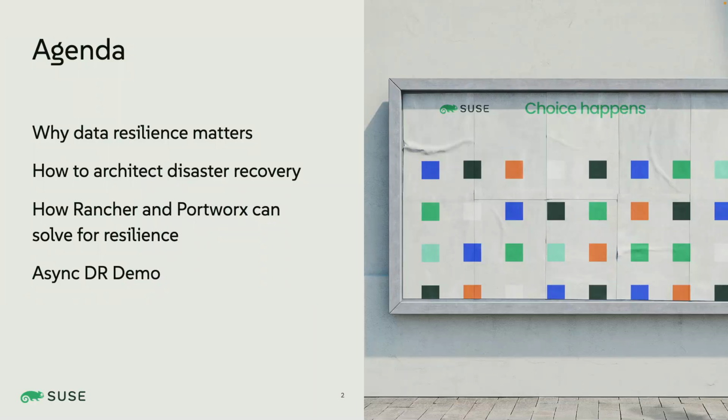Next slide. And what we're going to talk about today. So I'm going to kick things off. I'm going to talk a little bit about why data resilience even matters, especially for bigger enterprise-grade workloads. I will have Chris talk to you a little bit more about how to architect disaster recovery, specifically in a containerized environment. And then I will kick back in, talk about how Rancher and Portworx can help solve for data resilience. And then Chris will wrap things up with an async DR demo on Portworx and the Rancher UI.